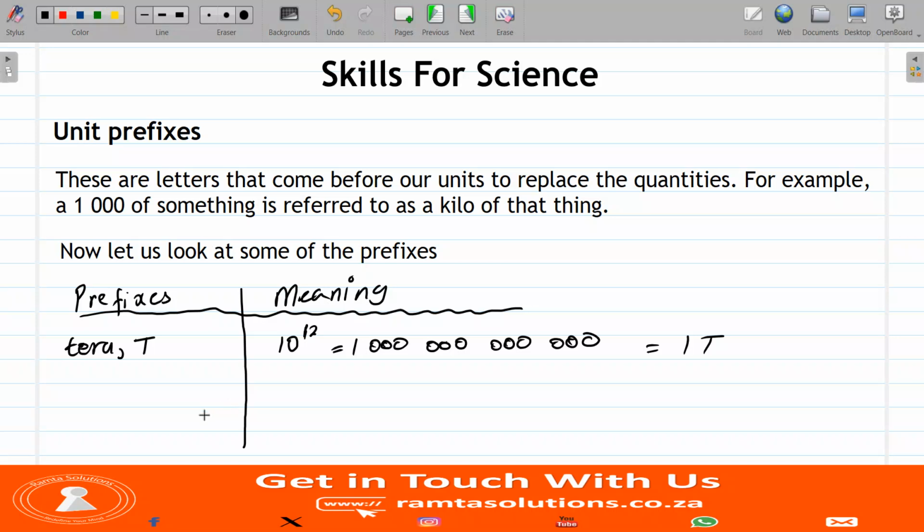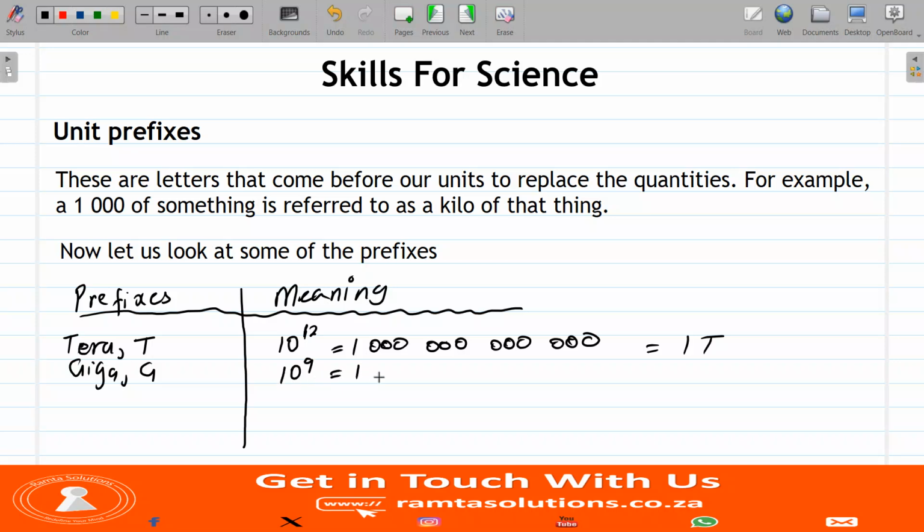Then we go to giga. Giga is small g. But I think, no, it's not a small g. It's a capital G. Even this tera, it's a capital T. So giga is a capital G. Giga means 10 to the 9.